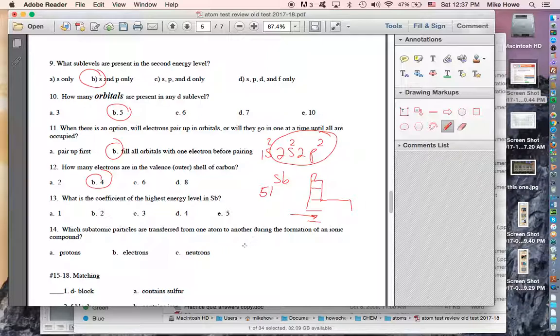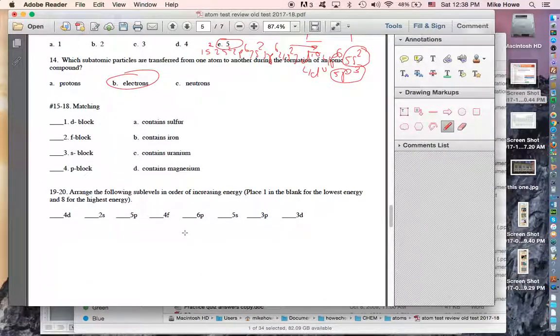You could also do it like this, where you write the electron configuration: 1s2, 2s2, 2p6, 3s2, 3p6, 4s2, 3d10, 4p6, 5s2, 4d10, 5p3. That would be the 51 electrons, I think. 2, 4, 10, 12, 18, 20, 30, 36, 38, 48, 51. So if you look at the outer shell, it'd be 5s and 5p. So the coefficient is 5. The answer is E. Okay, number 14, the subatomic particles that are transferred from one atom to another would be electrons.